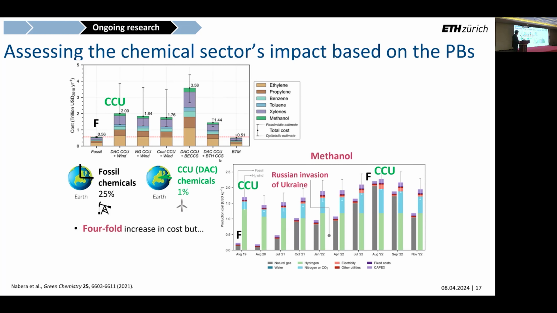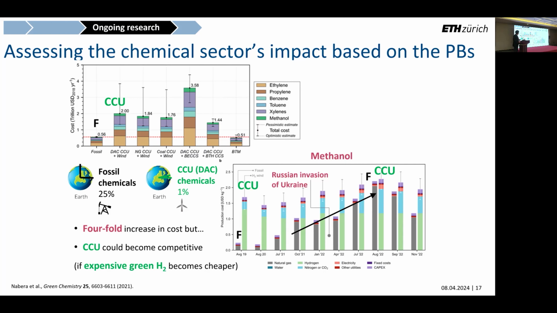And as you can see, at some point there was almost parity between the fossil methanol and the green methanol. So due to geopolitical factors, the fossil resources are subject to a very large volatility in terms of economics. And at the same time, we could expect that the green route will improve because electrolyzers will improve and also renewables will become cheaper. So yes, today the green route is very expensive, but in the future, let's see what happens. So it's highly concerning.